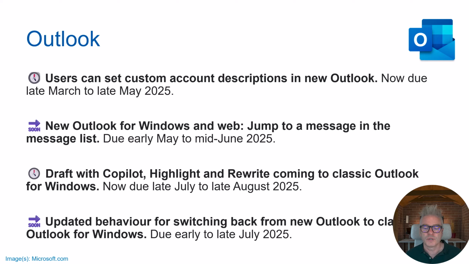Updated behavior for switching back from new Outlook to classic Outlook. This is in July. This is essentially when you try new Outlook and, for whatever reason, you decide you want to go back to classic, it's going to give you the option of having them both open. So it's not one or the other. You can have both. That's useful if you like some of the features, because so many new features have come to new Outlook and Web, which make it worth having a look at them.